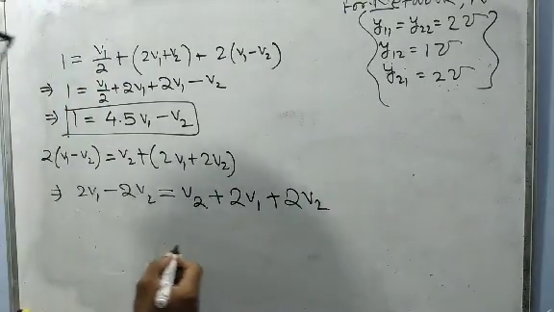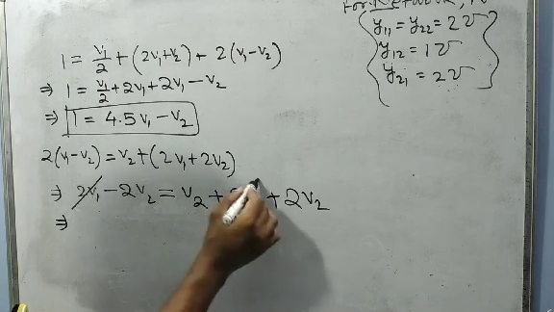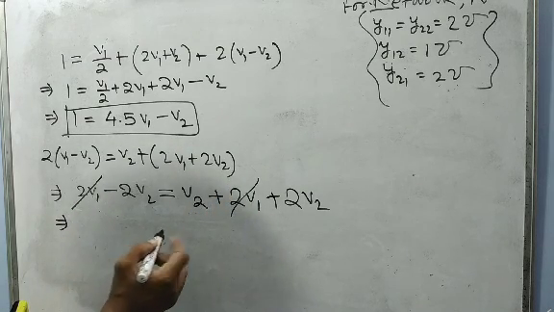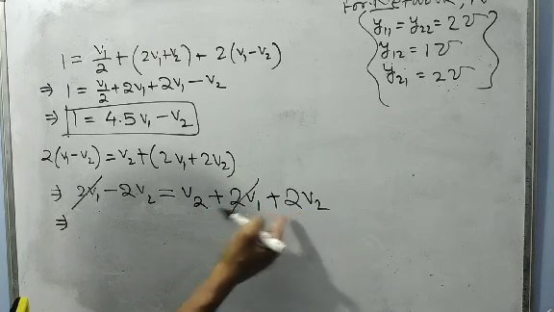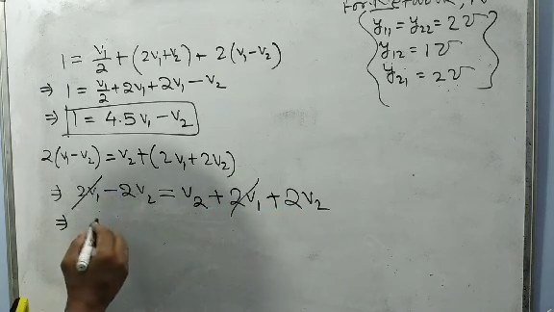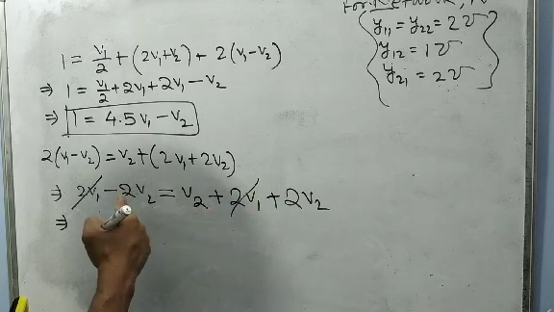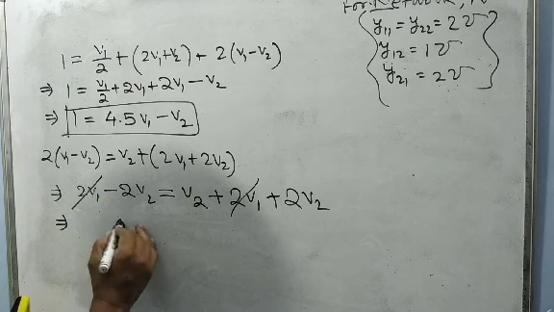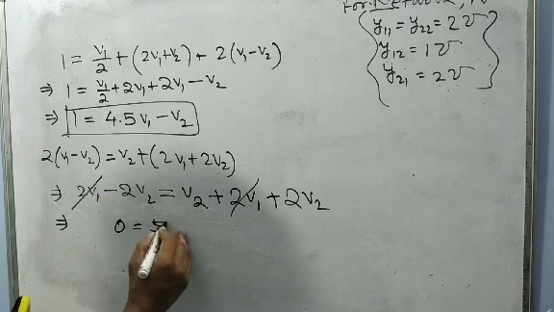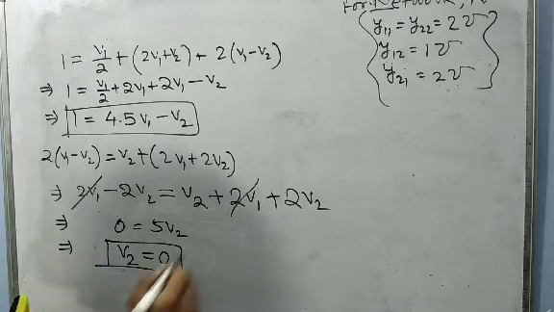So what equation will you be getting? The 2V1 gets cancelled. So 2V2, and here also it comes 4V2, 2V2, 3V2, and this side it becomes 0, 5V2. So it implies V2 is equal to 0. Directly you are getting V2 is 0.